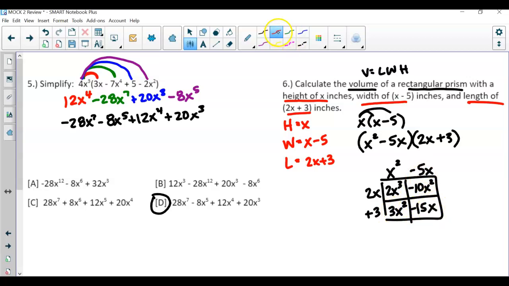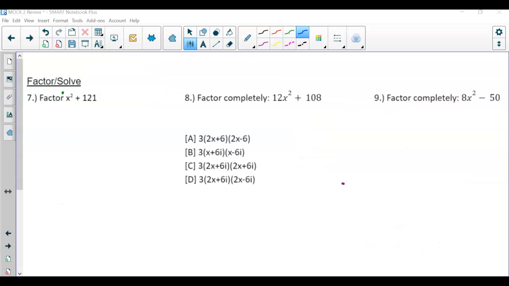Now here I do have like terms to combine. I have my 2x squared terms here. Negative 10 plus 3 is negative 7x squared. So my final answer polynomial for the volume is 2x cubed minus 7x squared minus 15x.